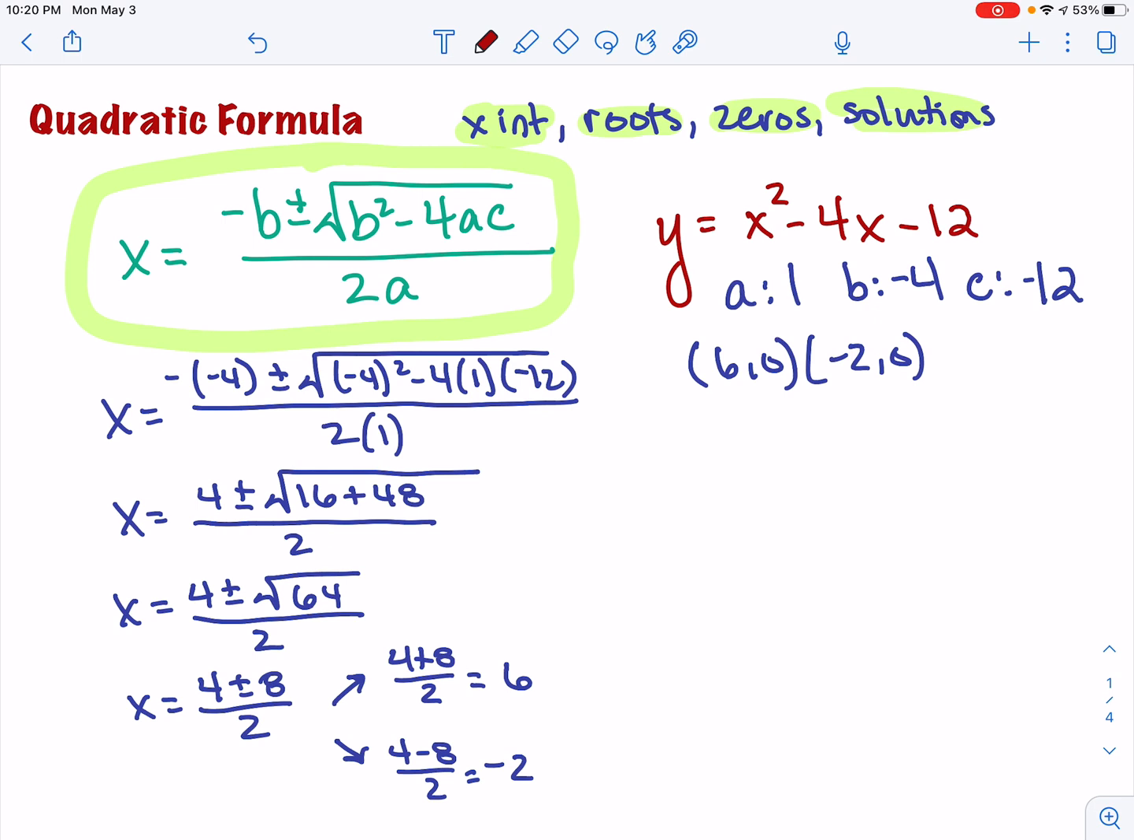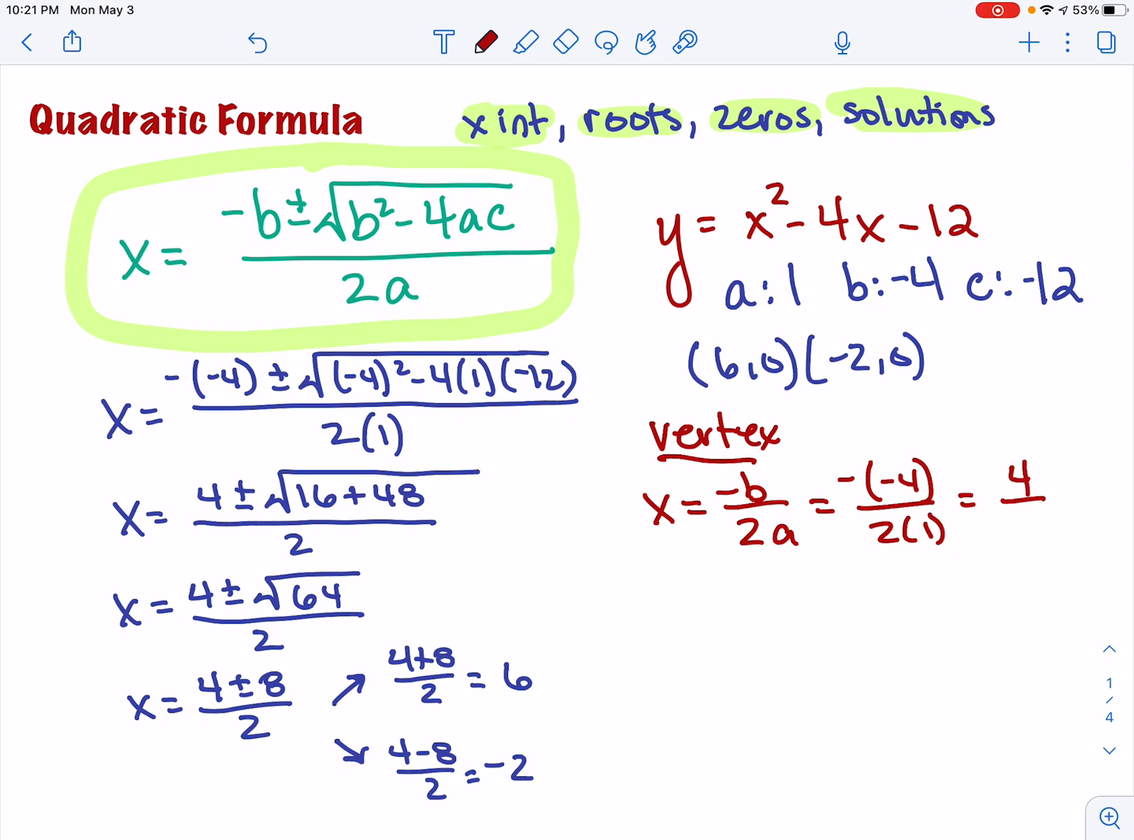So now I'm going to talk about the vertex. We've been working a lot with graphing, and if we're going to find the vertex, we can use a part of this formula to help us. If I want to find the x value of the vertex, I'm going to take -b divided by 2a. So in this problem, that's -4 divided by 2 times 1, which is 4 divided by 2, which is 2. So in my vertex, I know I'm going to have the ordered pair (2, something).